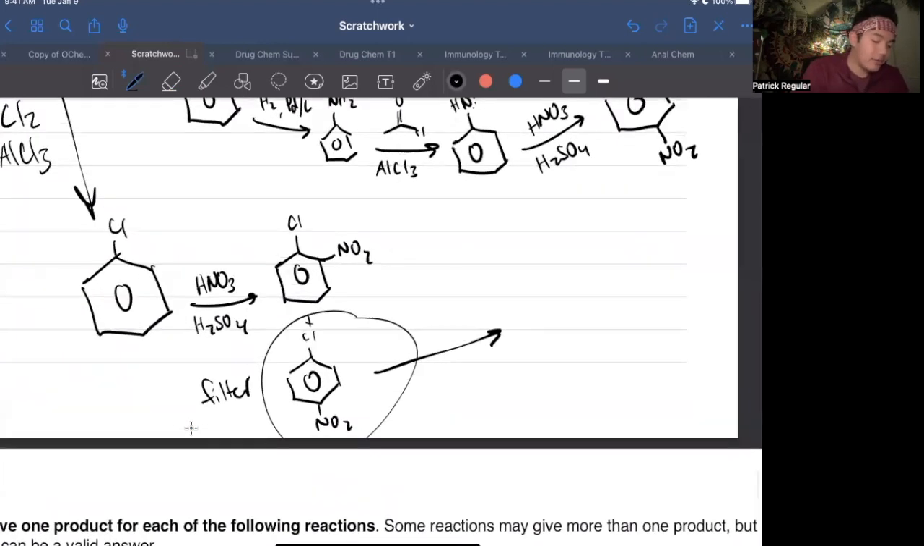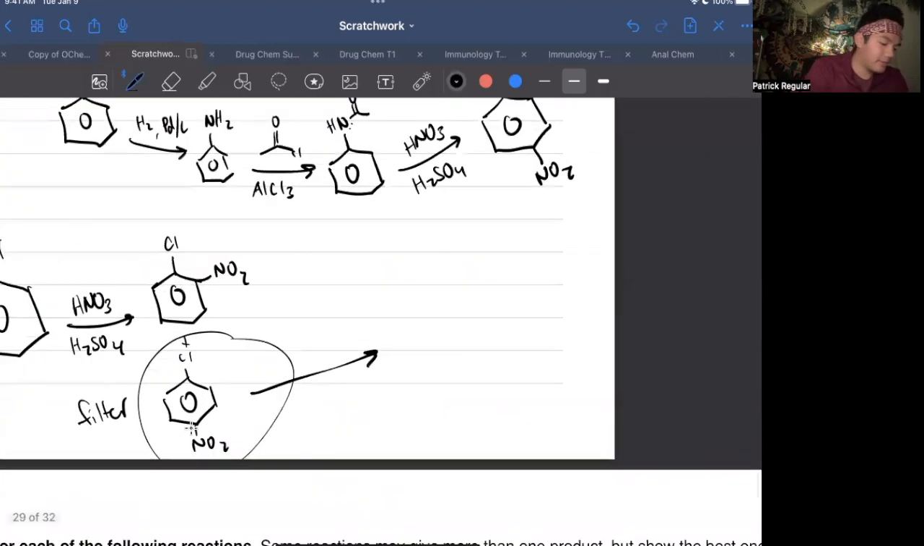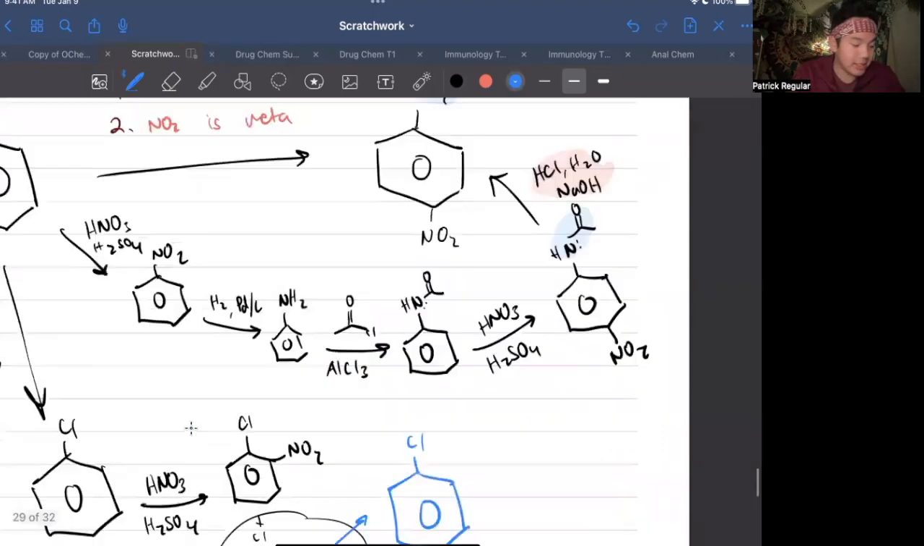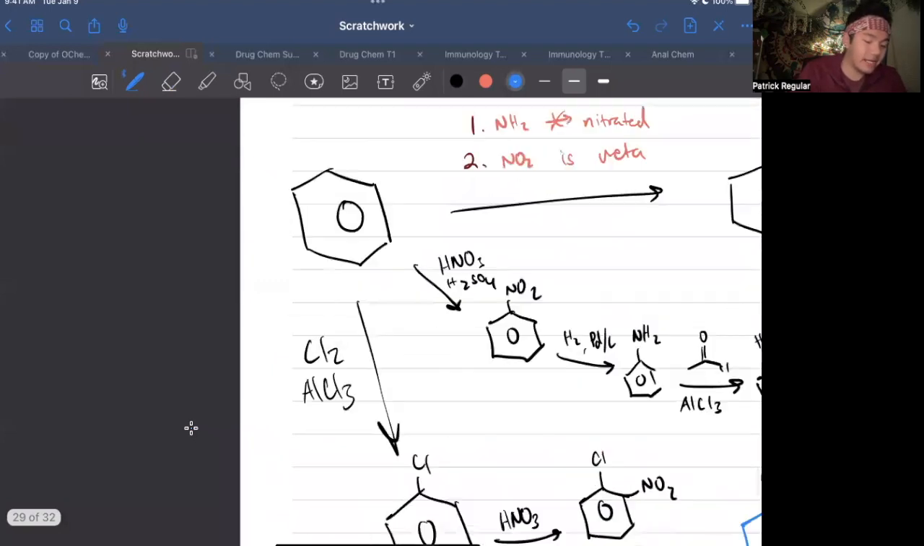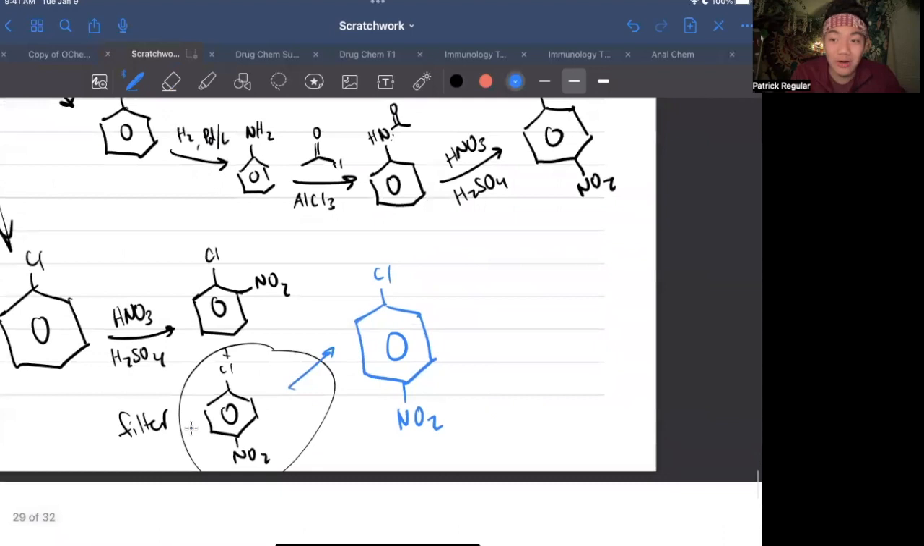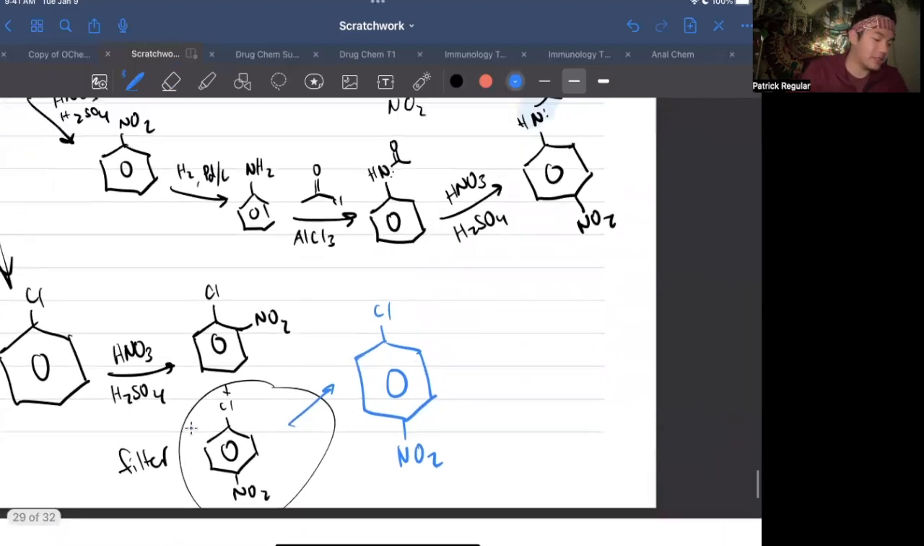Okay. So now I'm just going to redraw it. So if this is used, I'm just going to redraw it as this. Now you have ClNO2. Well, look at that. It kind of looks like up here, where we have an extremely deactivated ring and a leaving group that's para to the deactivator. What can we do here?